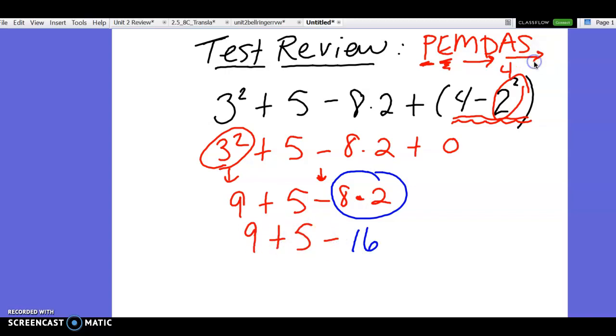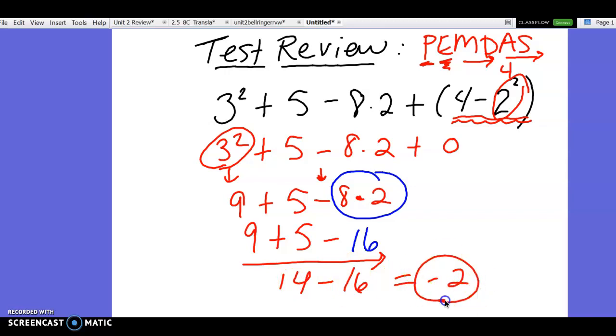Now I do adding and subtracting, and you have to go left to right. It'll make a difference if there's subtraction in there. So I'm going to go left to right on this part right here. 9 plus 5 is 14, and 14 minus 16 is a negative 2. Use your calculator if you're having any trouble with negatives. All right, let's try another problem.